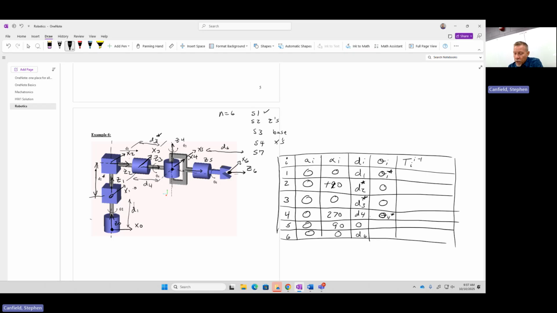Whew. X4 to X5, measured on Z4. They're lined up. I would think 0, but I got to check. Joint 5 is a revolute, so I got to put in theta 5. X5 to X6, looks like they're lined up, but again, it's a revolute joint, so we're going to put in theta 6. So that's the table. If you want, you can go ahead and list that the first column is the projection of 1 to 0, 2 to 1, 3 to 2, 4 to 3, 5 to 4, 6 to 5.